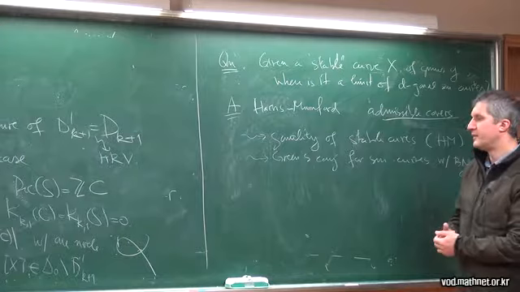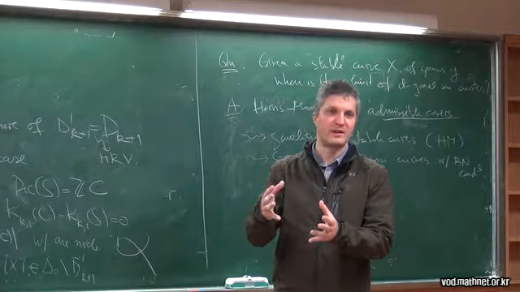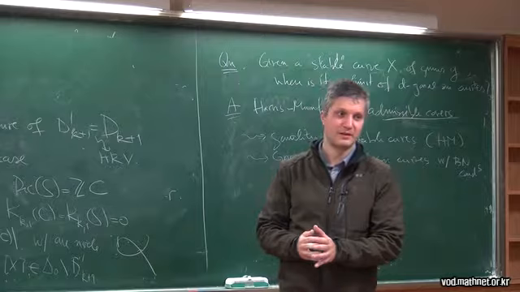So the question is that when you have a limiting family of curves and pencils, what is the limit? So the curves degenerate to a stable curve. What is the limit of these pencils? That's actually the question. And the answer is that the limit is an admissible cover.